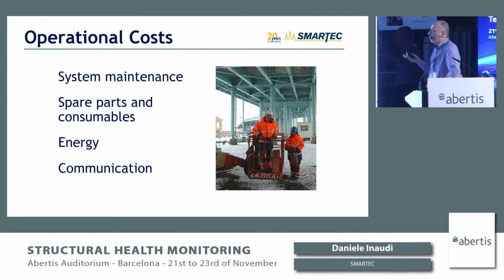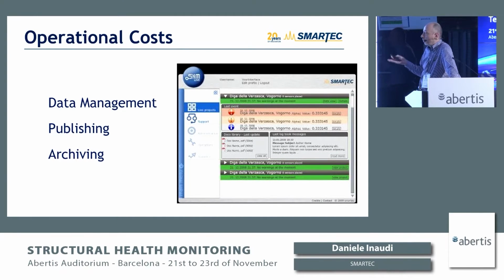And finally, it's quite important to consider the operational costs, including system maintenance, spare parts, energy, and communication cost. But also, more importantly, make sure that you take into account the costs associated with using the data. Data management, data publishing, data archiving, how to make sure that the system is maintained, but at the same time provides useful data to the owner. So that's how you define the total cost of a structural health monitoring system.